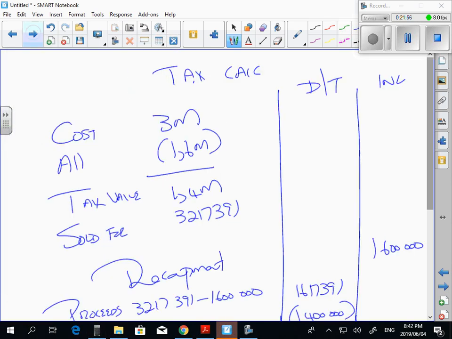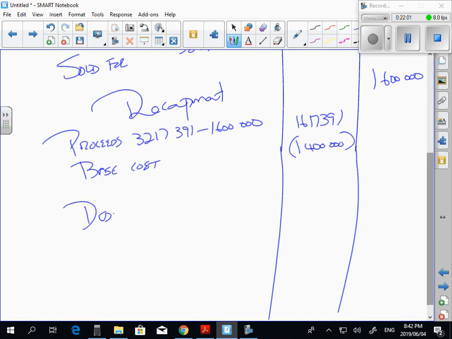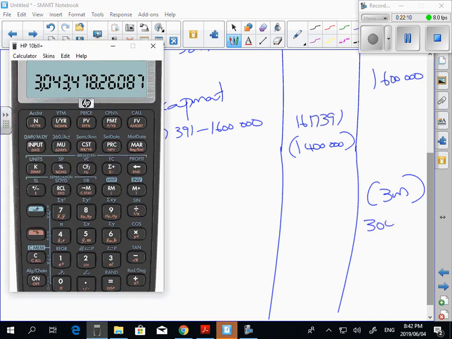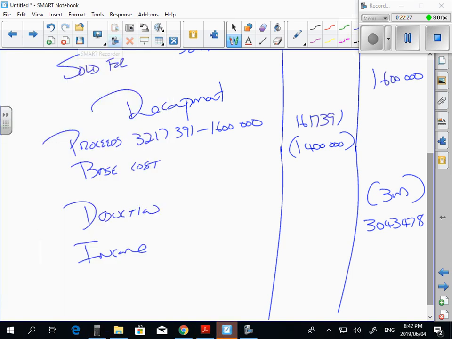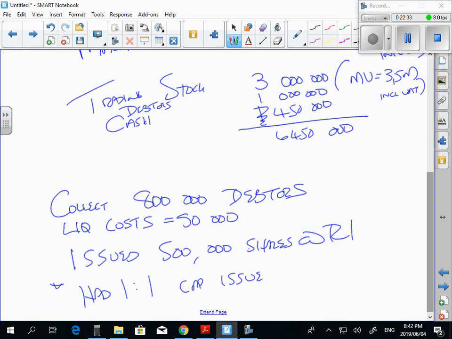And in my tax calc, I'm going to have a deduction for my stock equal to 3 million. And then I'm going to have income from sale, and that's going to equal 3,043,478. Guys, comfortable with that? Happy? Next one. I've got to collect 800,000 rands worth of debtors.